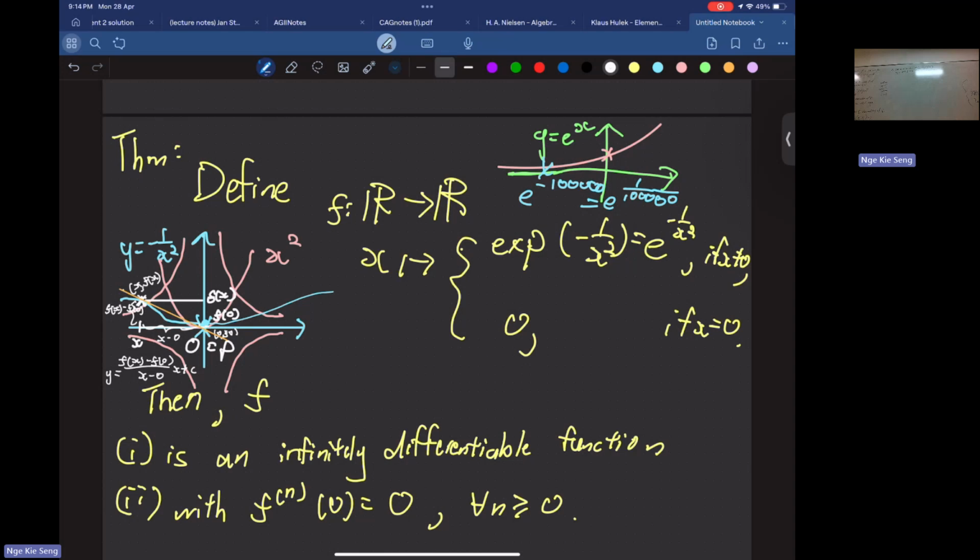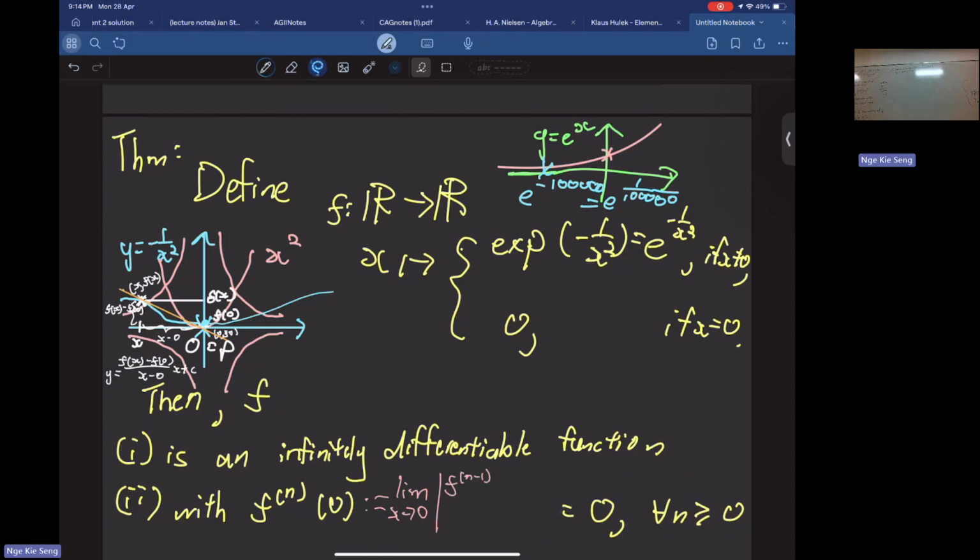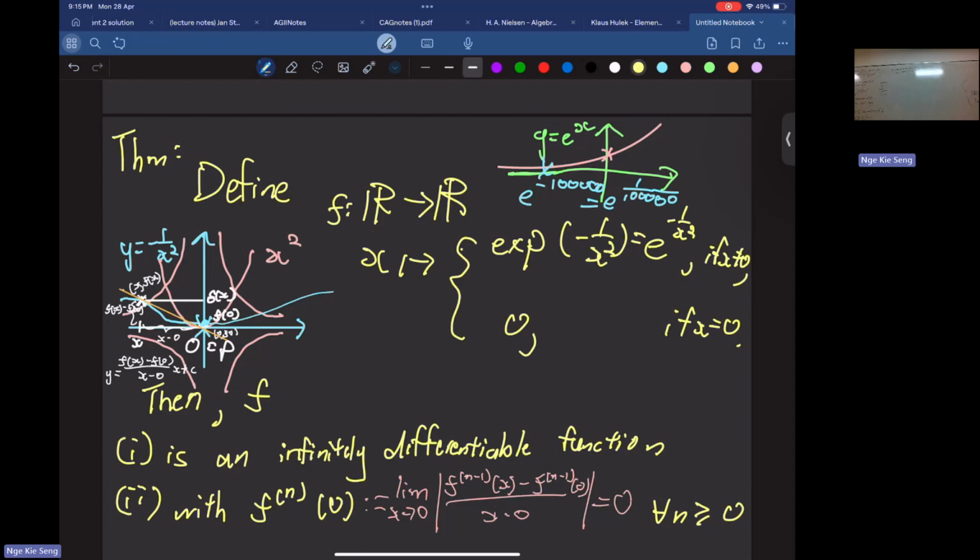So what does this mean? Let me write this down. It must be very clear in your mind what the definition is here. So what's this definition? The limit as x goes to 0 of the absolute value of f^(n-1)(x) minus f^(n-1)(0), over x minus 0. And then it tells you that actually this limit is 0. You need to prove it.